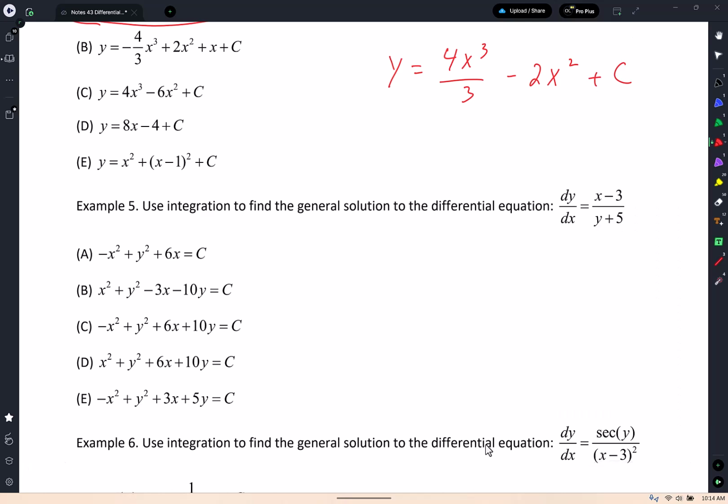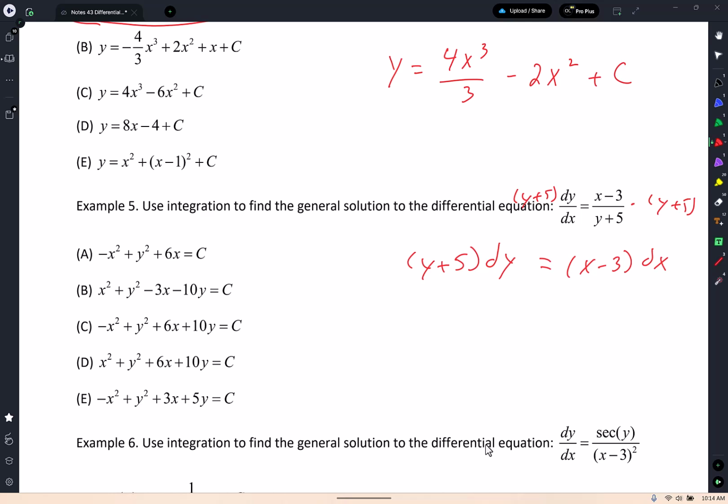Get the y's with the y's, the x's with the x's. So you're going to multiply by y plus 5. Whatever you do to one side, you do to the other. And you're going to multiply by dx and dx. So here it is. It's going to look like this. (y plus 5) dy. If you don't want to put the parentheses, that's fine. It's understandable. (x minus 3) dx.